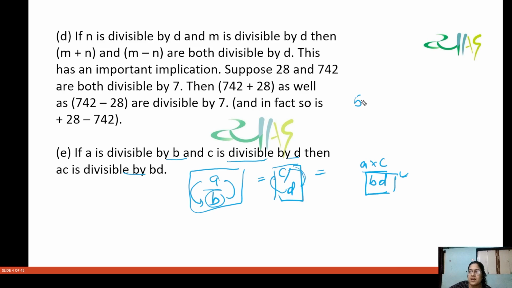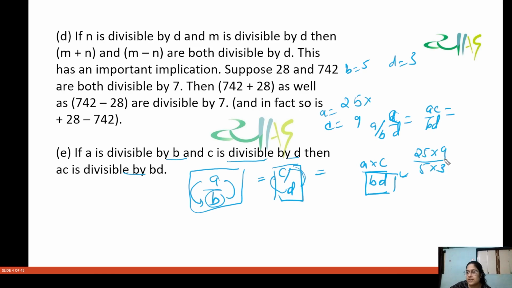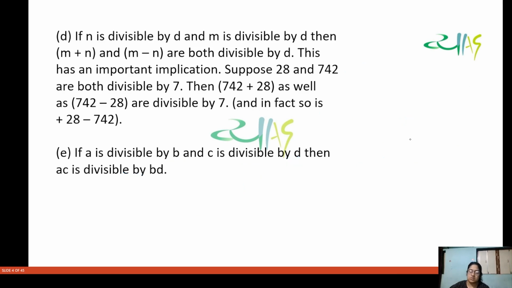If you have, let's say, 25 equals A and C is equal to, let's take 9, and let's take B equals 5 and D equals 3, then now we know A is divisible by B and C is divisible by D. And now let's just multiply AC and BD. What are we going to get? 25 into 9 is divisible by 5 into 3. So this is how you do it. Okay, this is very simple. All right. So let's move on.